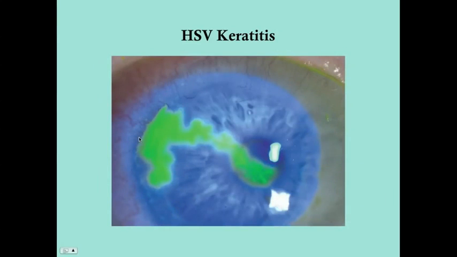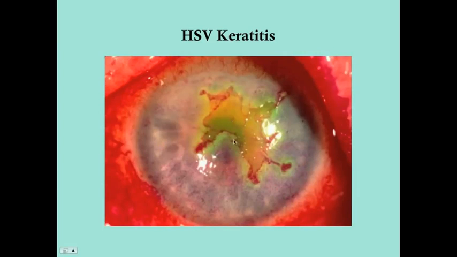And then this looks more like a plaque. This is certainly HSV keratitis. You can see right here you have that dendritic pattern down here, but then you also have some plaquing up here. So this is later on in the course. And then this is definitely a plaque here. So much later on.